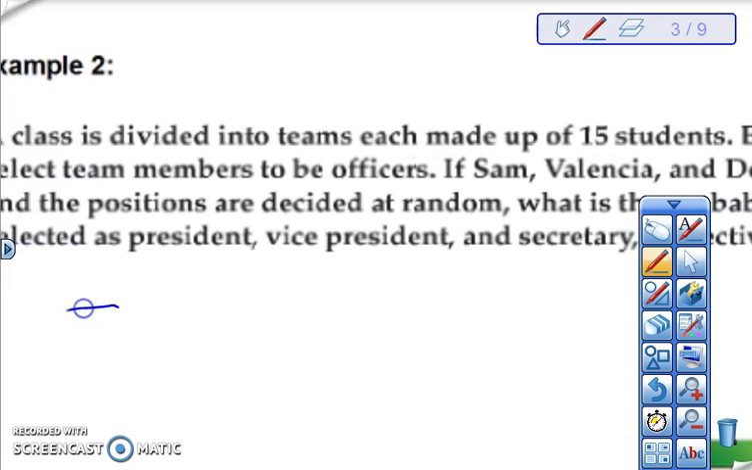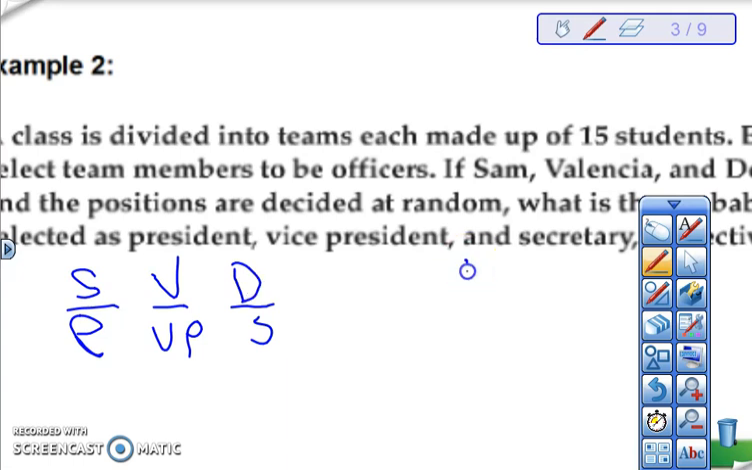So I've got 3 jobs to fill. I need a president, a vice president, and a secretary. And I know that Sam needs to get the first job, Valencia needs the second, and Deshane gets the third. Since that is so specific, there's basically only one way that we can do it to where those 3 people get those 3 jobs, because if I change the jobs at all, I've messed up my permutation.